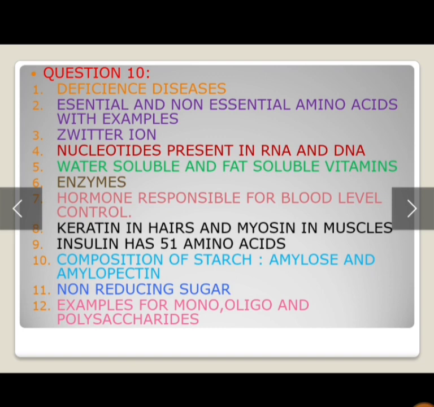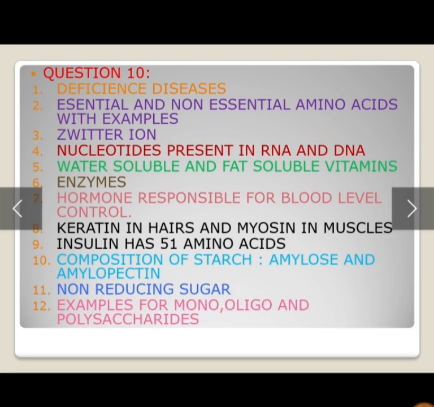And next comes nucleotides present in RNA and DNA. In DNA you generally know adenine, guanine, cytosine and thymine. In RNA you have uracil in place of thymine. And know the proteins which are present in your muscles and hair. Keratin in hair and myosin in muscles. Just remember this. Keratin was asked once, I guess 4 years back.